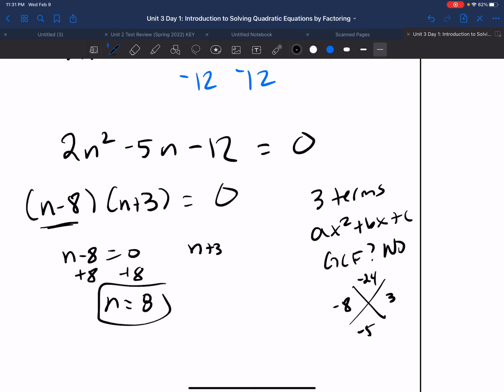Let's do the other one. N plus 3 is equal to 0. Subtract both sides by 3. N equals -3. That is also my other answer. And make sure you have all the answers. Otherwise, you're only partially correct.